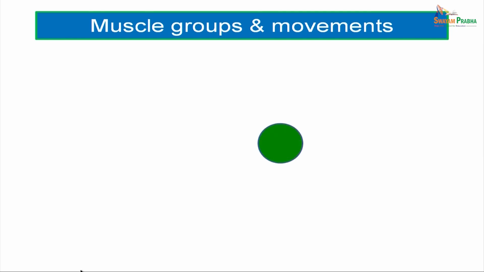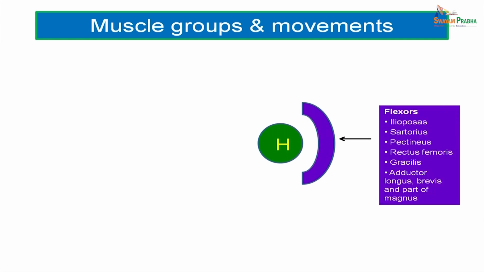This is a picture of the hip joint, and the muscles which are on the anterior aspect are the flexors. These include the psoas, the iliacus, the sartorius, pectineus, and the rectus femoris. Gracilis, adductor longus, adductor brevis, and part of adductor magnus are primarily adductors, but they also help in flexion.